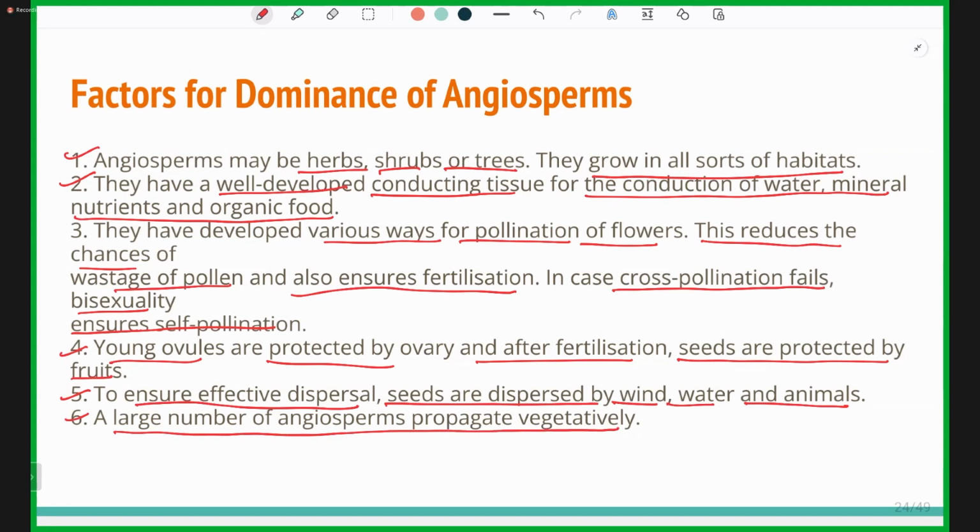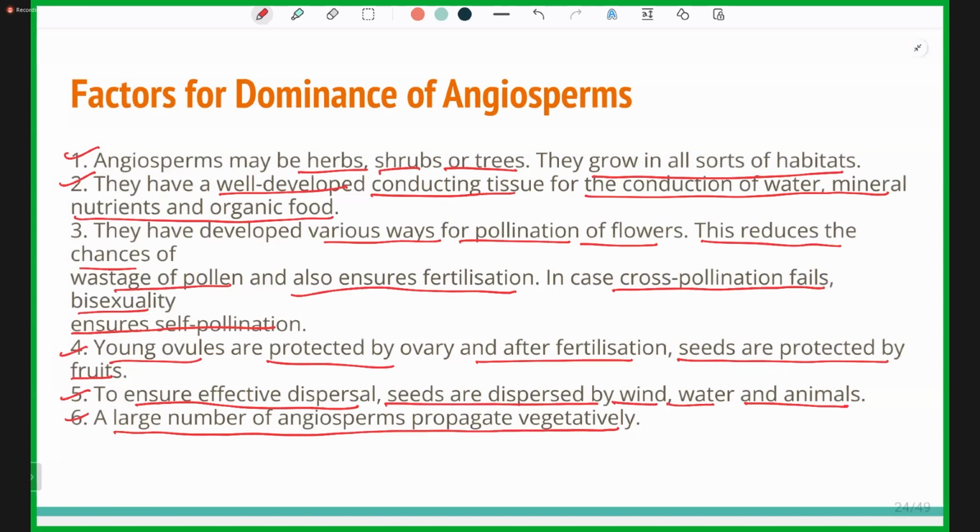Second, the young ovules are protected inside the ovary, which protects the young embryo as it grows. And the third point is that angiosperms do not depend only on wind for fertilization, but also on various other methods by which fertilization can take place. They are not only dependent on wind, as gymnosperms are, which depend on wind for fertilization.